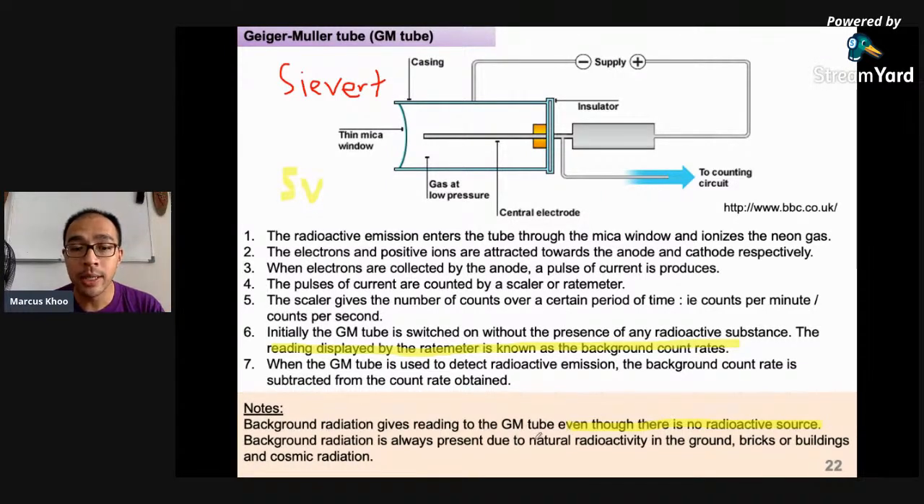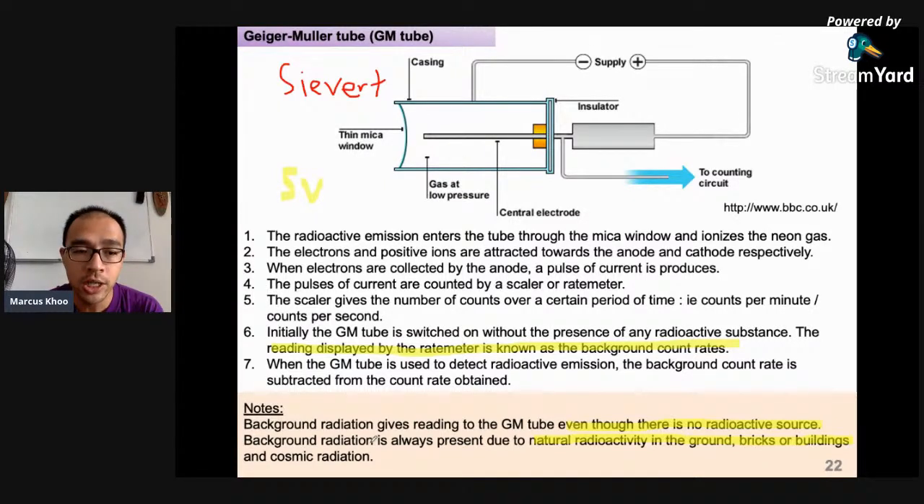Number one is natural radioactivity in the ground, the bricks, or the building. Doesn't matter whether you live in a village house or a brick house, there's definitely going to be some background radiation. Of course, a brick house will have a lot more compared to a wooden house. But those of you staying in your big bungalows, remember your big bungalow is still made out of bricks, and it is a building. So definitely some background radiation.